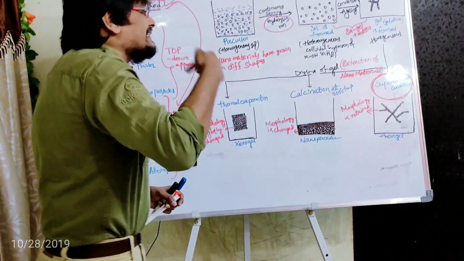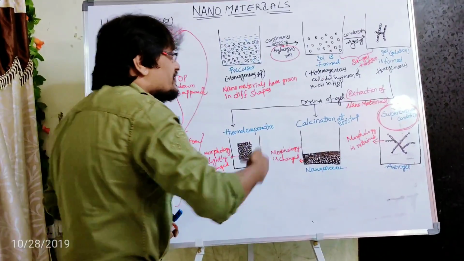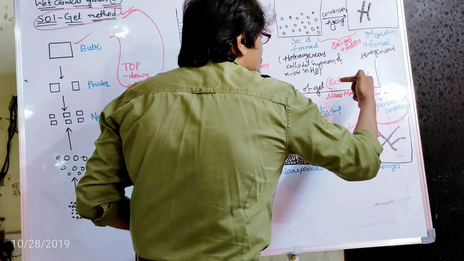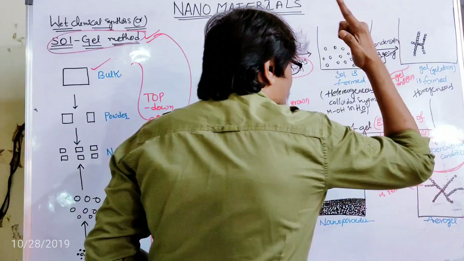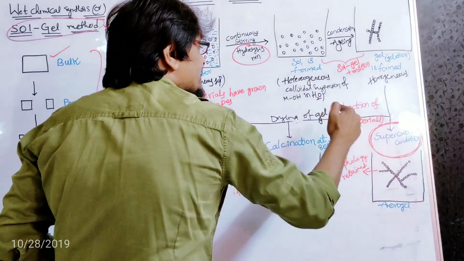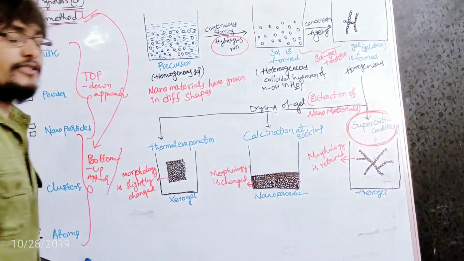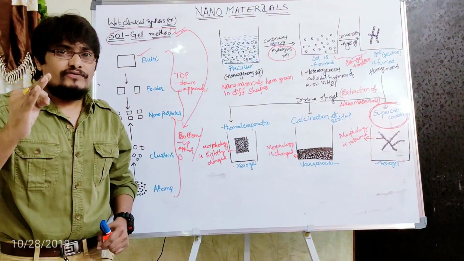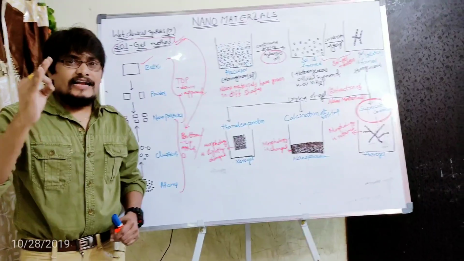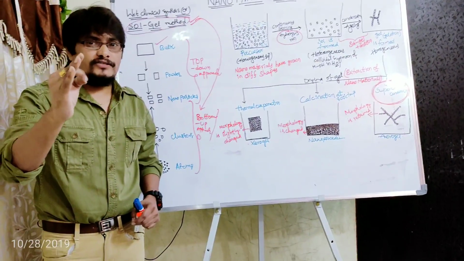And coming to the third method by which we can extract the nanomaterial which is along with the alcohol content in the gel: calcination at 800 degrees centigrade temperature. Now what do you mean by calcination? Calcination is heating of the substance at high temperature in presence of oxygen.